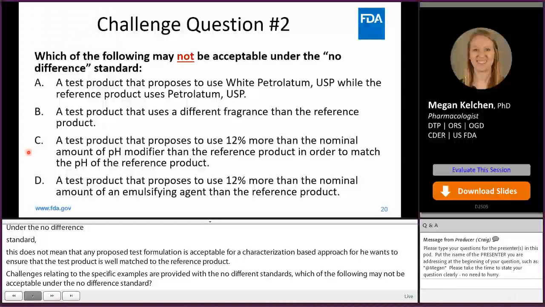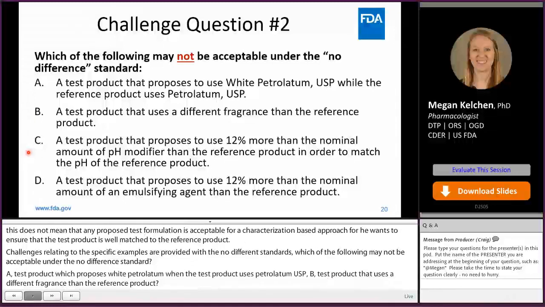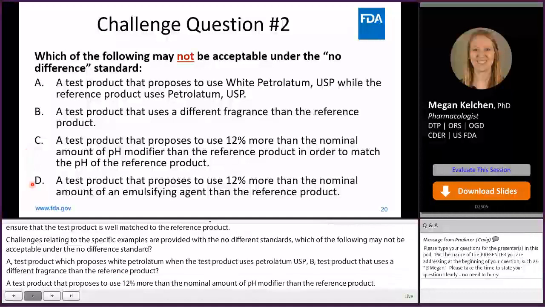C, a test product that proposes to use 12% more than the nominal amount of pH modifier than the reference product. And this increase in the nominal amount of pH modifier is used in order to match the pH of the reference product. Or D, a test product that proposes to use 12% more of the nominal amount of an emulsifying agent than the reference product.